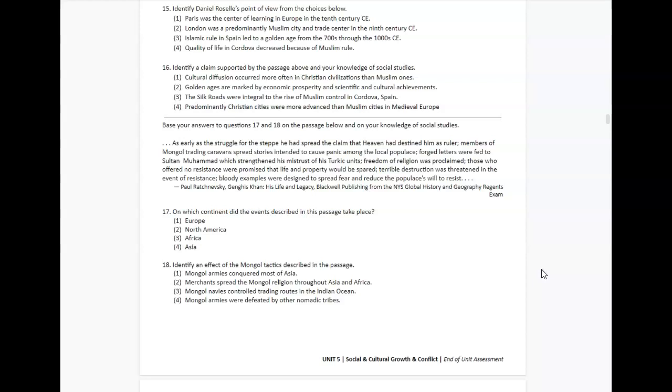And number 18. Identify an effect of the Mongol tactics described in the passage. 1. Mongol armies conquered most of Asia. 2. Merchants spread the Mongol religion throughout Asia and Africa. 3. Mongol navies controlled trading routes in the Indian Ocean. Or 4. Mongol armies were defeated by other nomadic tribes.